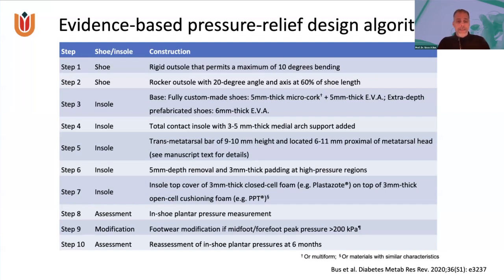And then in this 10-step approach, in-shoe plantar pressure measurements are added to evaluate whether the footwear is offloading appropriately, and if not, and we use indications of 200 kilopascal, if the pressures are still above that level of pressure, further modifications can take place to provide an improved footwear situation, and then these pressures are reassessed over time.